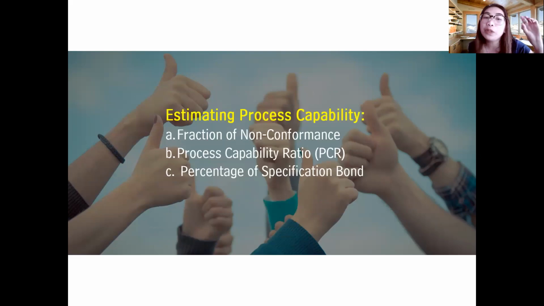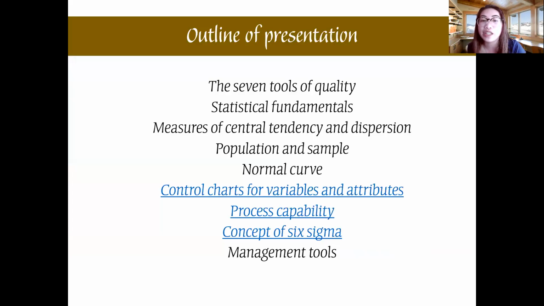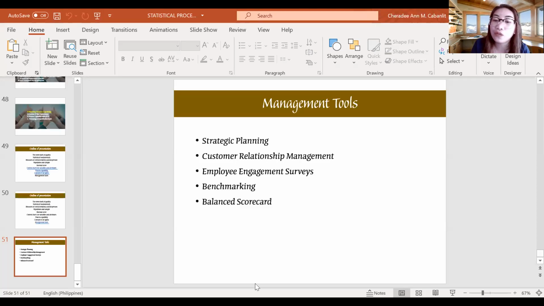Okay? So we will be discussing also this one, the estimating process capability, fraction of non-conformance, PCR, and percentage of specification bond after XNR and XNS. Okay? Because you will understand that more using XNR and XNS. All right? So I'll be giving now the floor to Ma'am. So I will be allowing you to share screen, Ma'am. There you go.